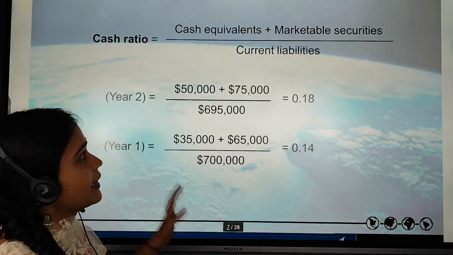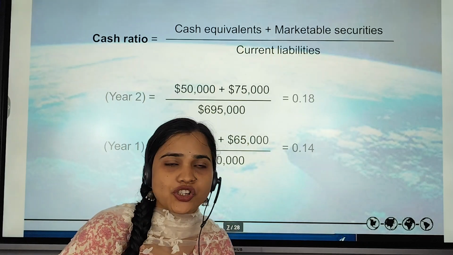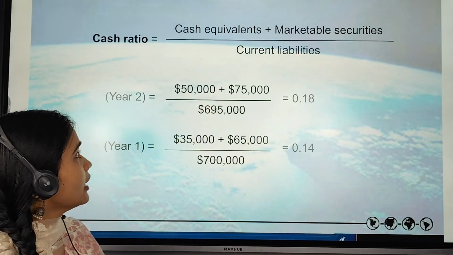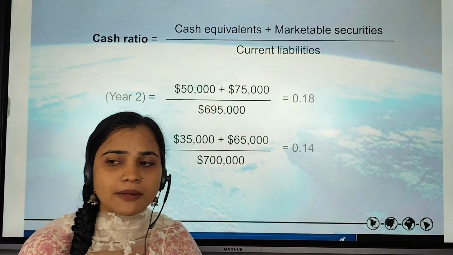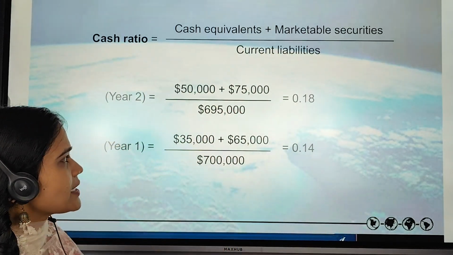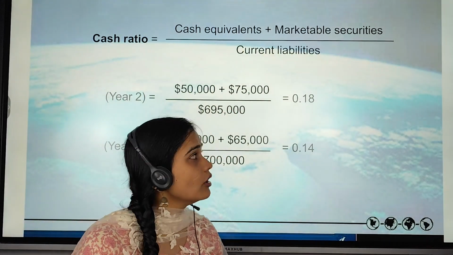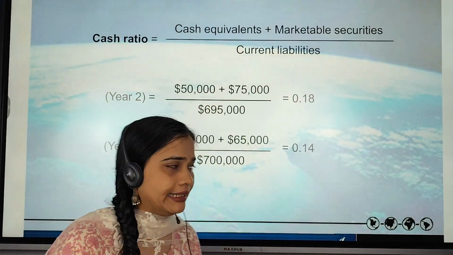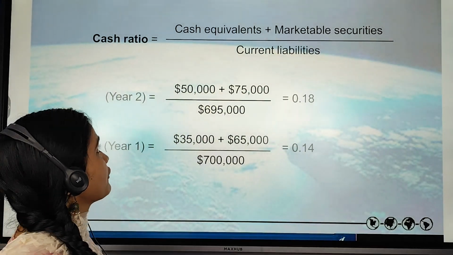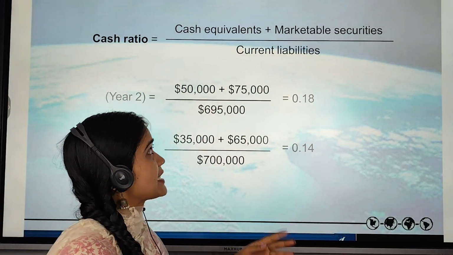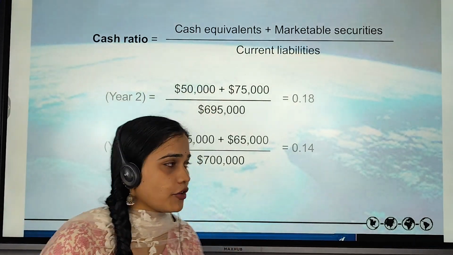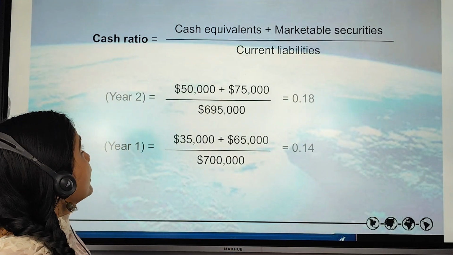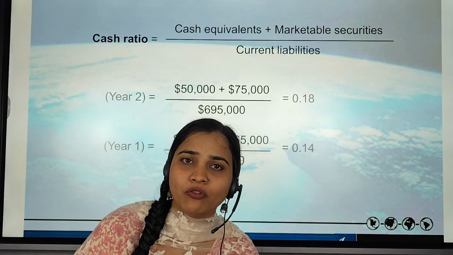Next is our cash ratio. The formula for cash ratio is cash equivalent plus marketable securities upon current liabilities. For year 2, that is 50,000 plus 75,000 upon 6,95,000, and the cash ratio for that year is 0.180. For year 1, that is 35,000 cash and cash equivalent and 65,000 marketable securities upon current liabilities of 7 lakh, and the cash ratio is 0.14.